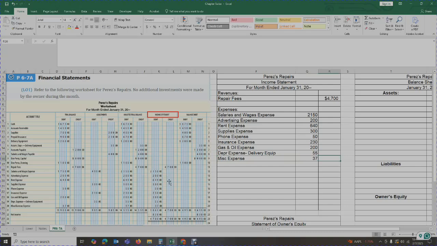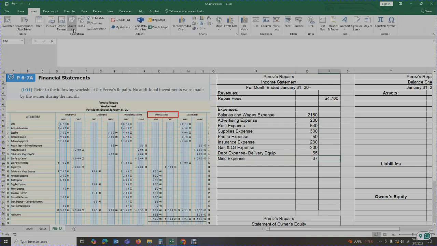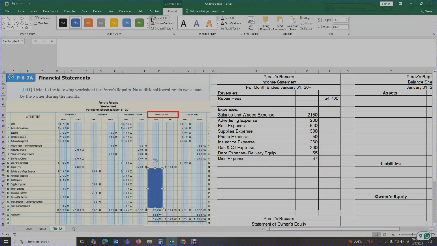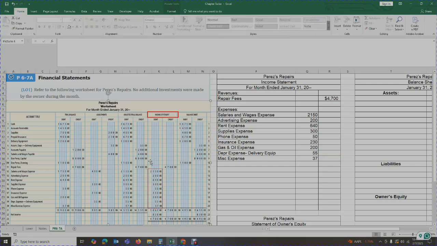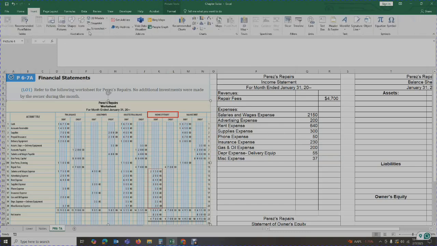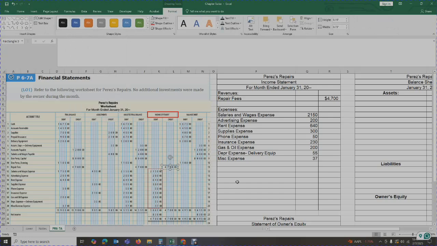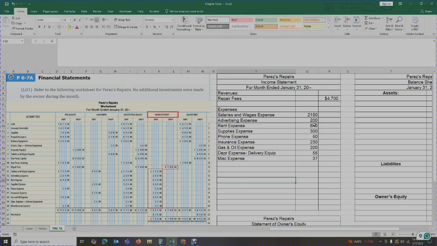I am just bringing them in from down here. So I am bringing in all of my expenses from down here. All I do is copy and paste these numbers over to your income statement. So these are your expenses, and we also bring in your revenues as well. All of these numbers have to be used up. So you have your revenue of $4,700 and you have all of your expenses.